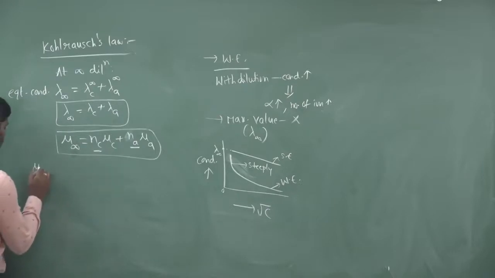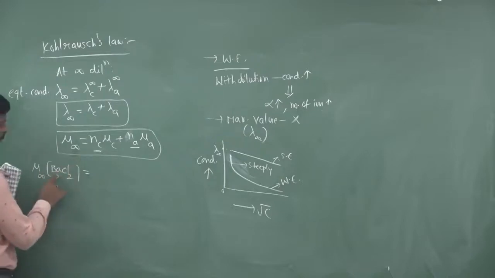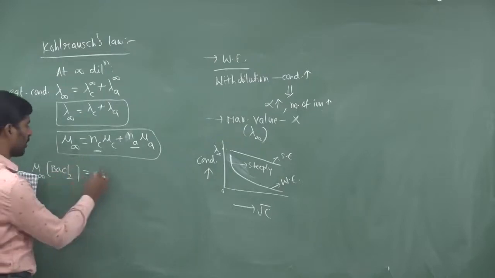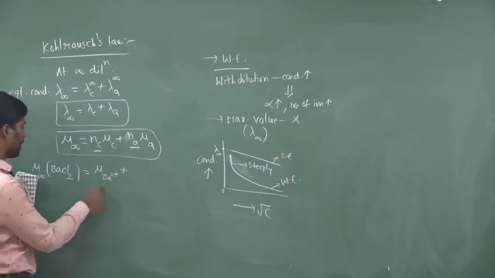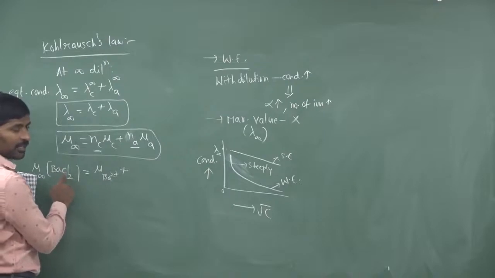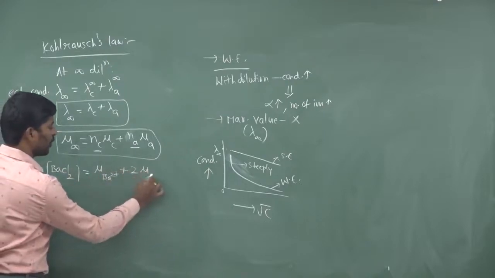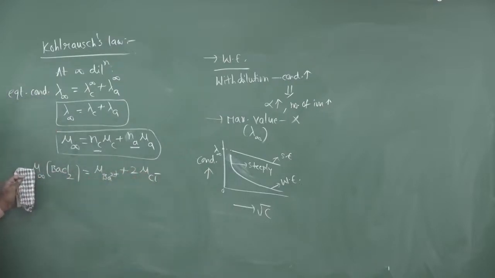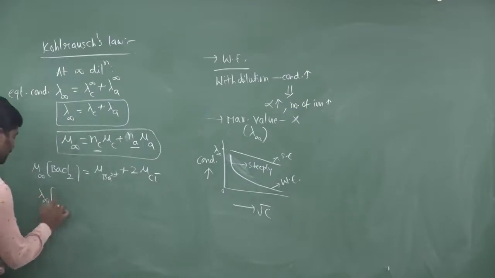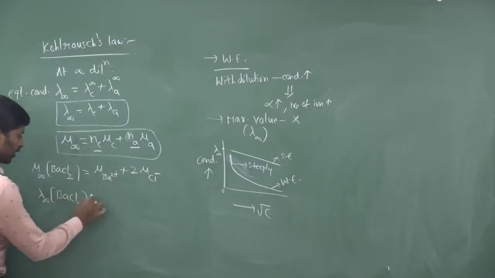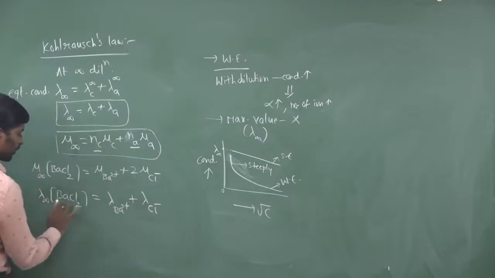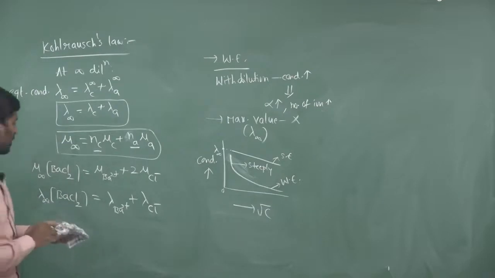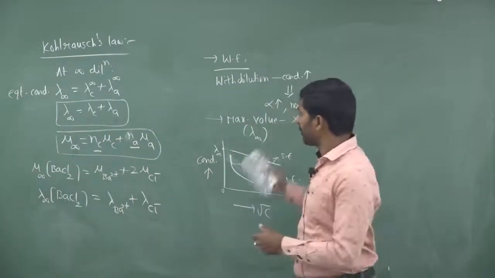For example, mu infinity of barium chloride, how to write? How many barium ions will we get on dissociation? 1. So molar conductance of Ba2+ at infinite dilution plus, how many moles of anions are we getting? 2 moles. So 2 into molar conductance of chloride ions. But if you go to equivalent conductance, what do we get? Simply lambda Ba2+ plus lambda Cl minus. No need to concentrate on stoichiometric numbers of cations and anions.